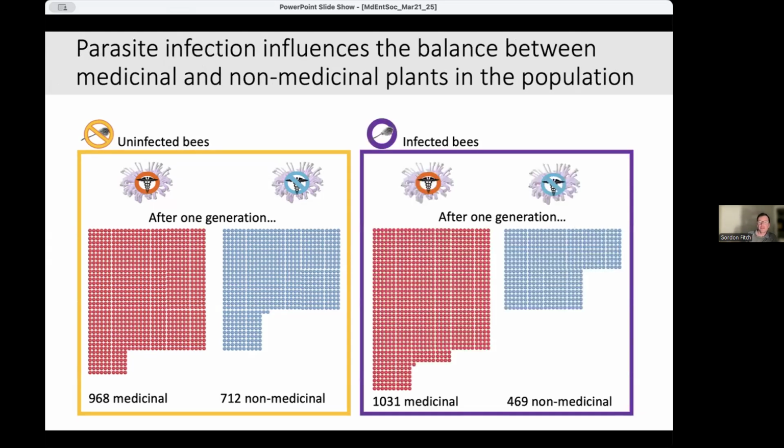But for those infected bees, we see a pretty strong and striking shift where we get not only more medicinal plants, but even more strikingly, we get way fewer non-medicinal plants in that next generation when those plants have been pollinated by infected bees. So in fact, we see a 43% decline in the number of these non-medicinal plants in the next generation when they've been pollinated by infected bees versus uninfected bees. So it's a pretty striking result. I'll say, it was pretty cool, I have to say.